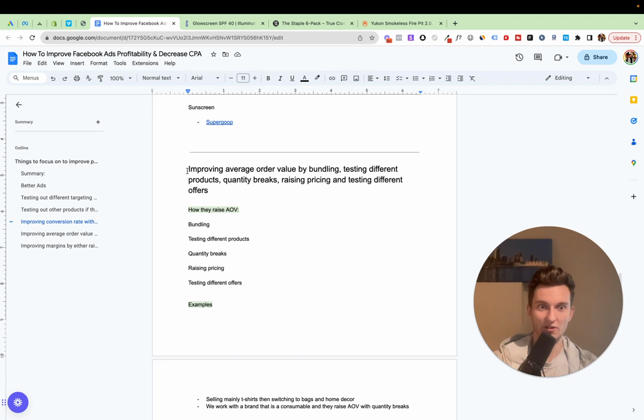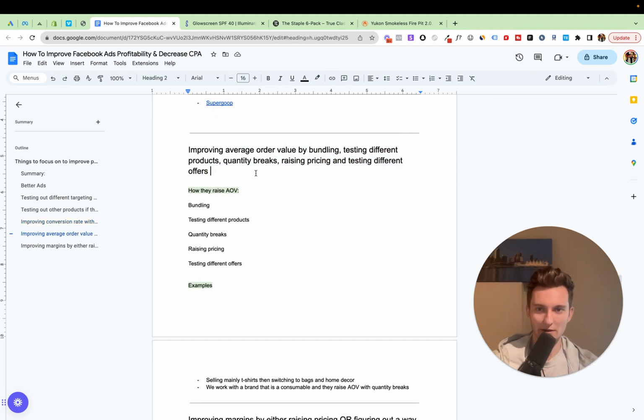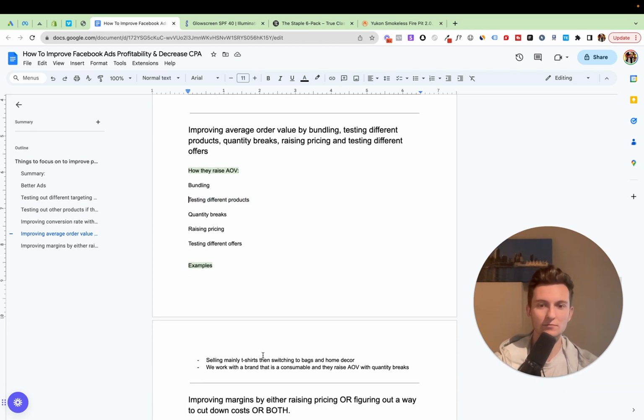Conversion rate, very, very important. Now, improving average order value. The main ways to do this: one is bundling, so putting multiple products together to create a bundle, essentially, to improve the average order value. Testing different products. Like I was saying, a really good example was one that was mainly selling t-shirts, and switching over to bags and home decor really helped a lot.